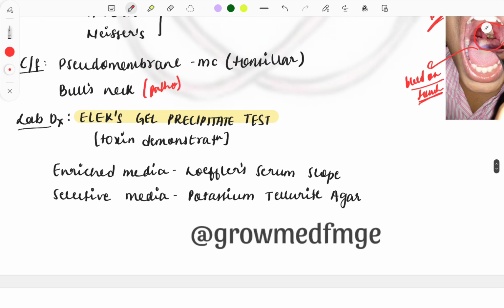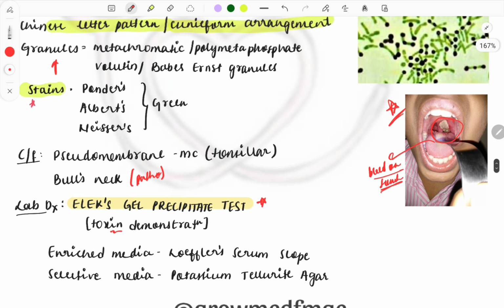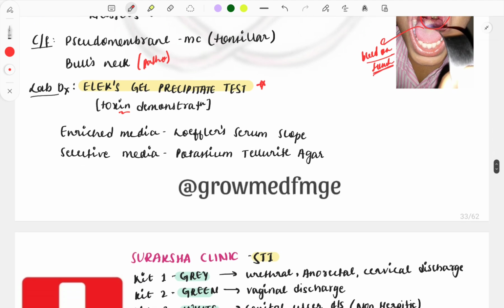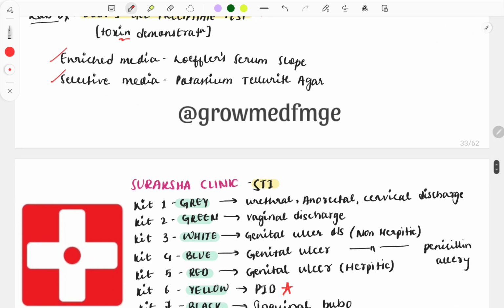Then for lab diagnosis, for demonstration of the toxin, we will be doing the Elek's gel precipitation test. So this was a PYQ, a simple one-liner was asked: for demonstration of the toxin of diphtheria, which test will you be doing. Then for culture media, the enriched media is Loeffler's serum slope, and the selective is PTA, potassium tellurite agar. Okay.